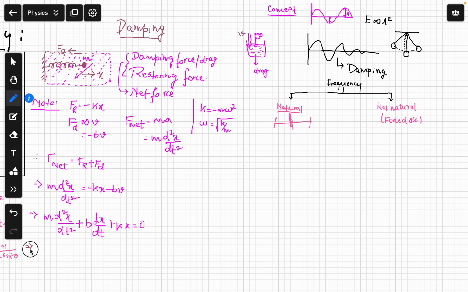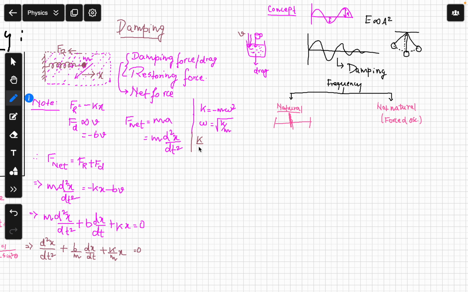Actually, the solution is not very complicated, but obviously it's a bit long. I will give you the results here. The maths is not very difficult. d2x by dt square, and let me divide throughout by m, so I'll write it down as b divided by m into dx divided by dt plus k divided by m into x is equal to 0. We have already seen it, so we can replace it here.